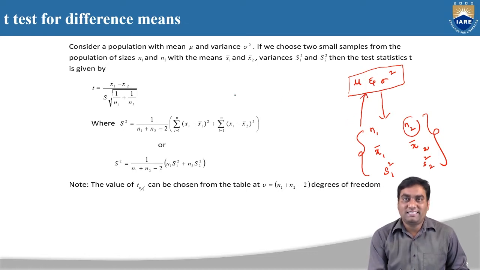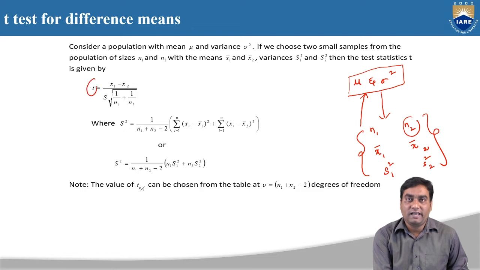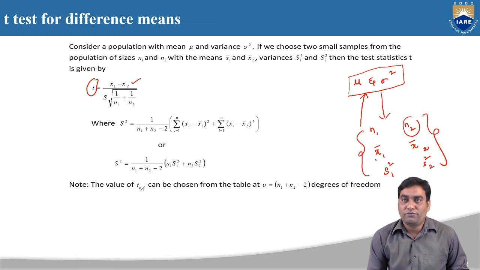Then the test statistic t in t-test for difference of means is x1 bar minus x2 bar by s into under root of 1 by n1 plus 1 by n2. In this formula, we know x1 bar and x2 bar from the given data, and n1 and n2, the sizes of the two samples, but we don't know the s value. This s value we can find out by using two other formulas.